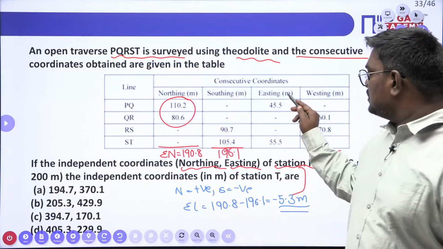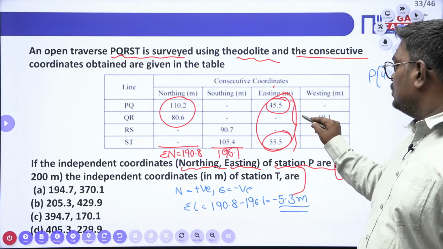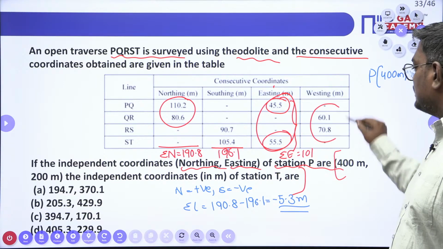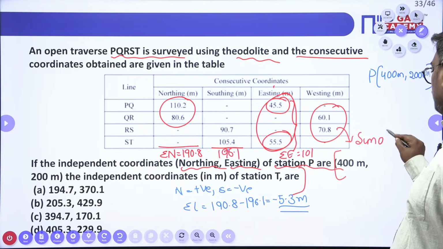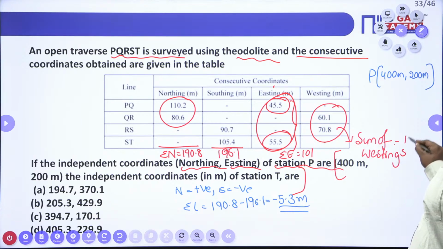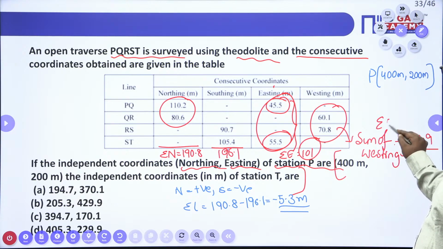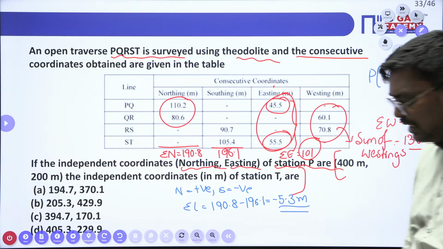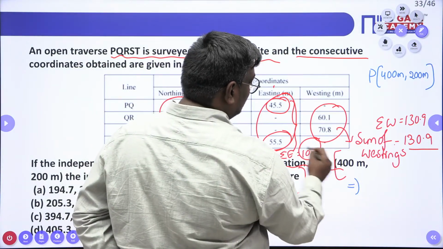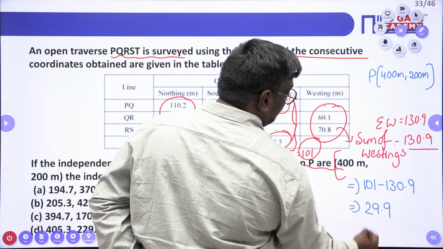Now, what will be the sum of the eastings? Here eastings is 45.5 and here we have 55.5. If you solve these two, you will get the sum of eastings equal to 101. And the sum of westings will be equal to 130.9. So the sum of eastings is 101 and the sum of westings is 130.9. I told you departure is sum of eastings minus sum of westings. So 101 minus 130.9. Anyone quickly answer me? It will be equal to minus 29.9.